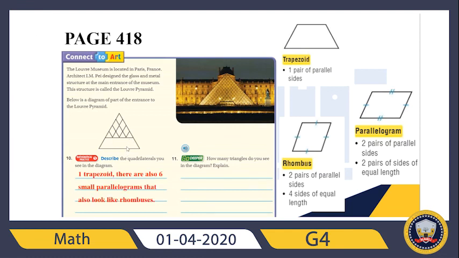What else can I see more? There are also 6 small parallelograms that also look like rhombuses. Parallelograms and rhombuses look like each other, right? Let's check. Just try to find these parallelograms and rhombuses. Which shape represents the 6 parallelograms? Can you see it? Let's check the first one.